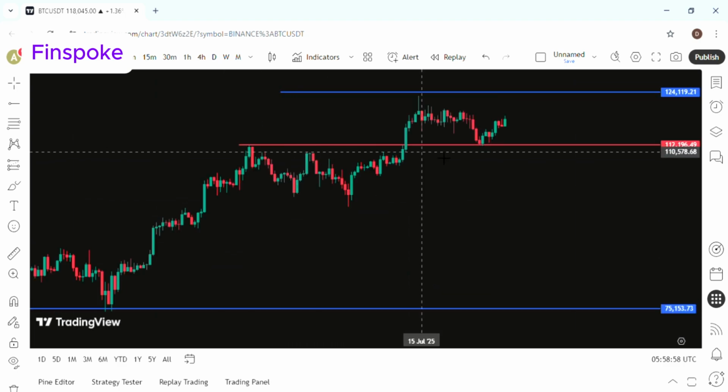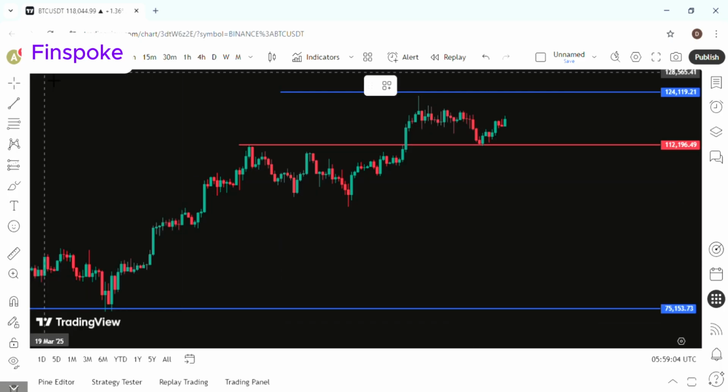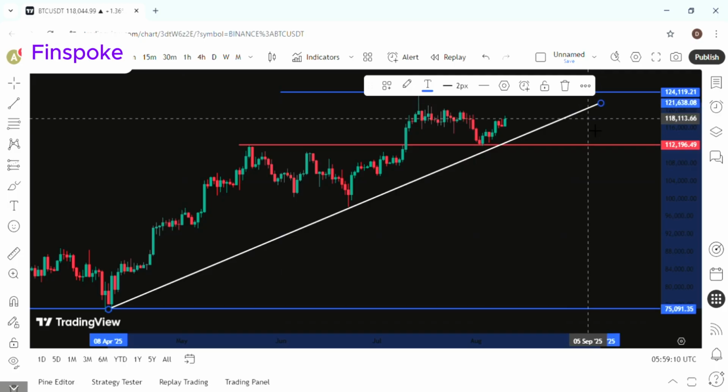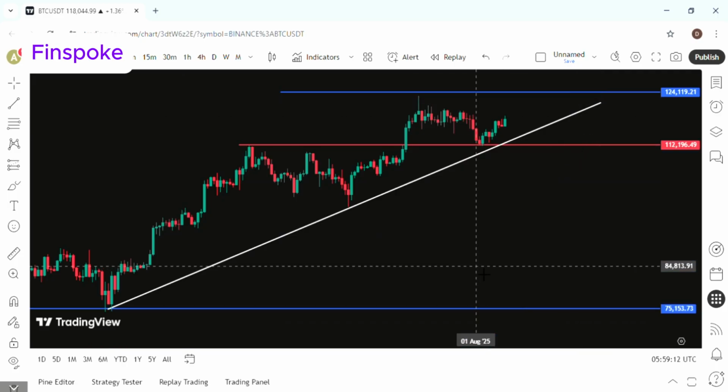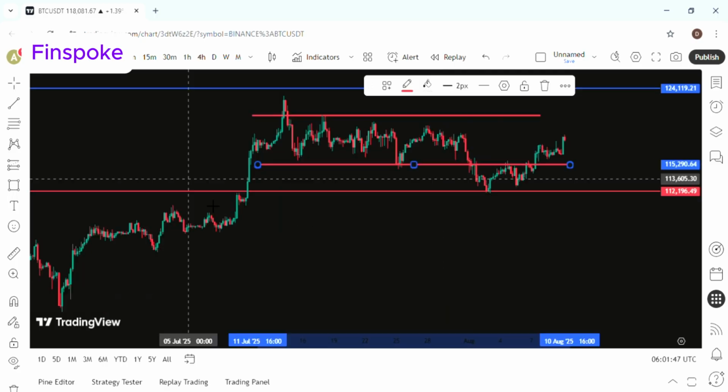This is your daily time frame. You can see all of this. BTC is what? Strongly bullish. If BTC is strongly bullish, that means most of the other coins will be bullish. Altcoins will be bullish. What it means is that you will find more buy opportunities than sell opportunities.